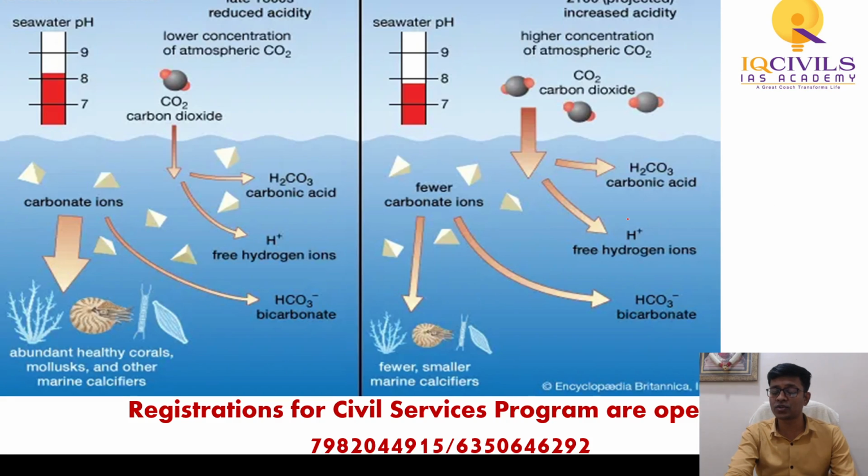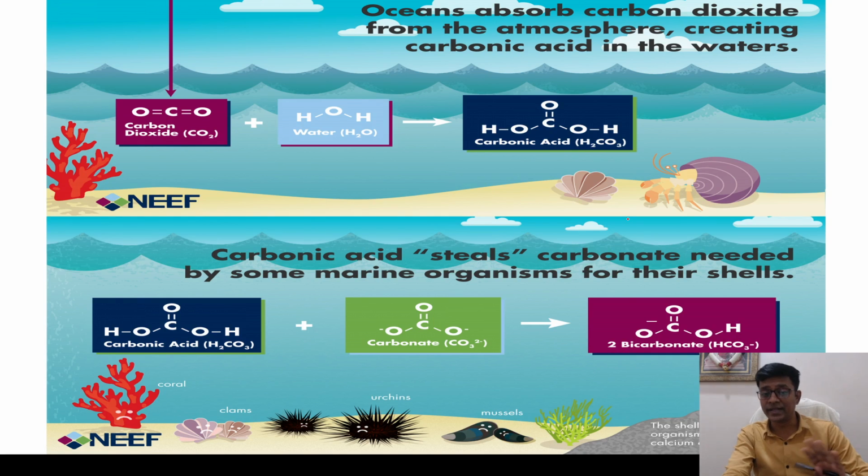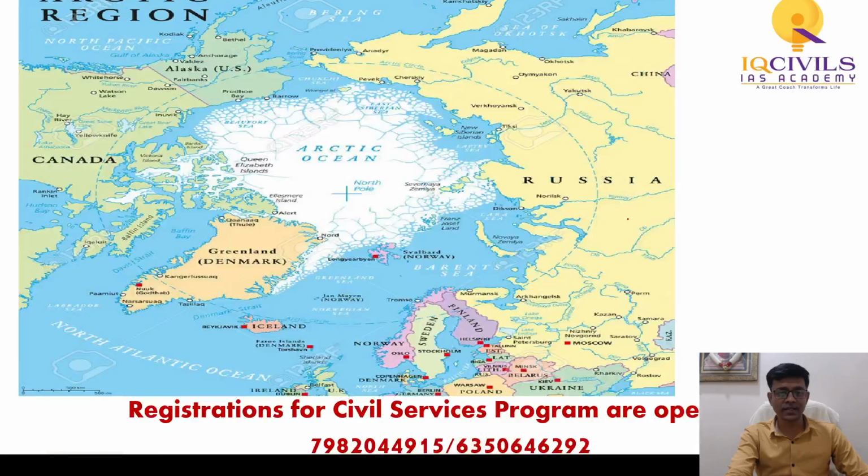What is ocean acidification? CO2 reacts with water and it leads to the formation of carbonic acid, that leads to the formation of free hydrogen ion and bicarbonate ion, and this free hydrogen ion will react with the CO3, that is carbonate ions present in the water, and they will form two bicarbonate ions, and this way the pH of the water will reduce, acidity of the water will increase, as well as bodies of the animals containing shells will dissolve. This is one thing. Now you should know what is Arctic Ocean first. So this is the Arctic Ocean.